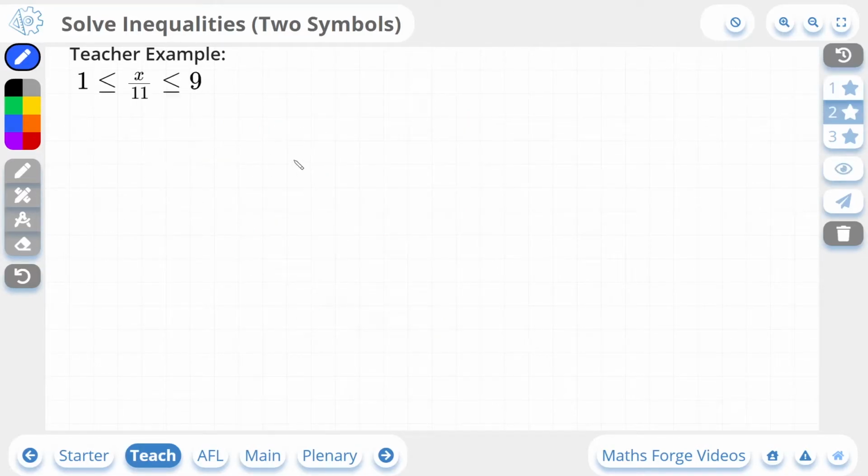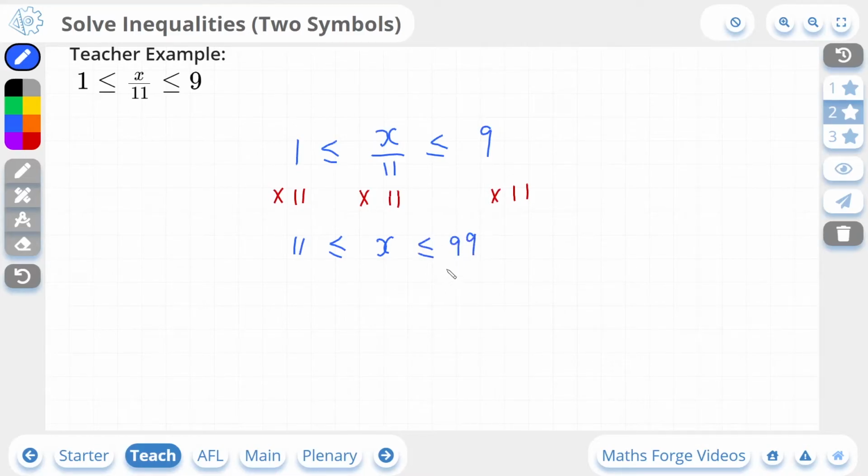Let's do a two-star example now. We have 1, which is less than or equal to x over 11, which is less than or equal to 9. So how we detach this divided by 11 is by multiplying with 11. And we're going to have to do this to every part of this inequality. This now leaves us with the following. 11, which is less than or equal to x, which is less than or equal to 99. And this should be our answer. If we check our answer, there it is.